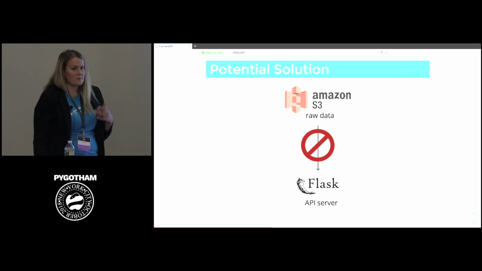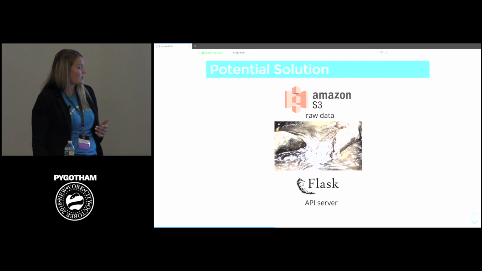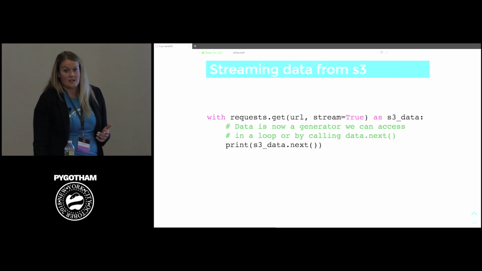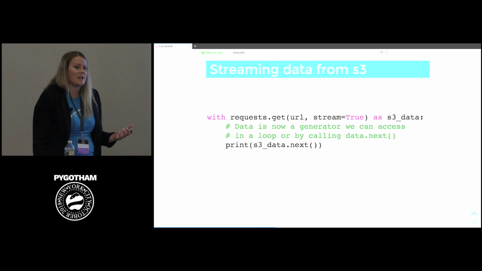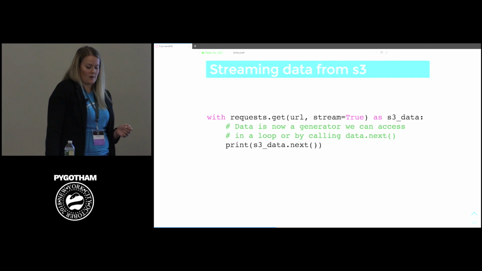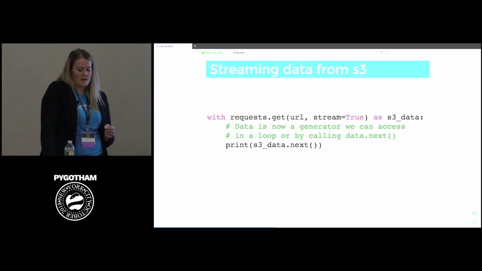So what if we streamed the data? What does that mean? There are many ways that you can get data out of S3. One of those is you can use an authenticated URL and Python requests. You can just do a GET request and use the stream equals true option. This is from the Python requests library.